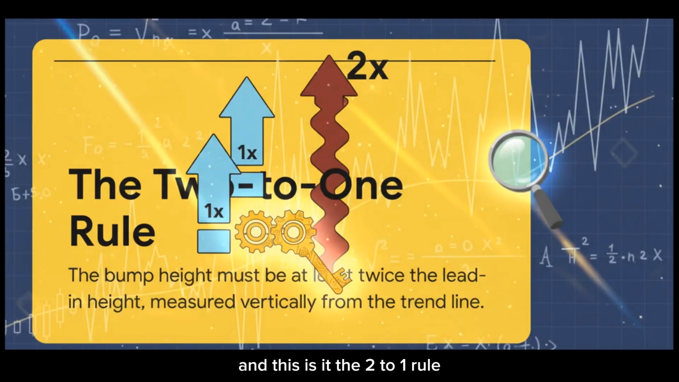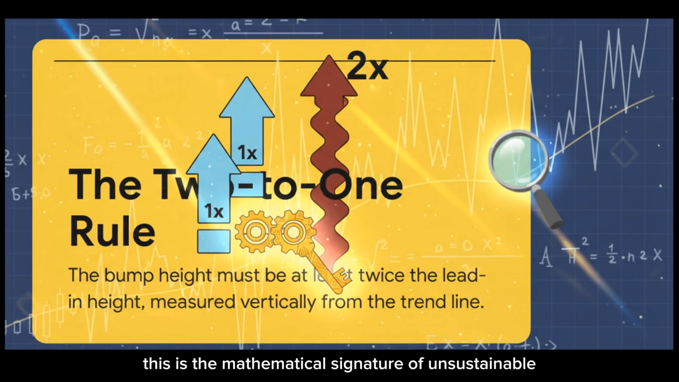And this is it, the 2-to-1 rule. This is everything. This is the mathematical signature of unsustainable hype. It tells you that the price accelerated away from its healthy trend at a rate that just can't last. It's pure FOMO, fear of missing out, kicking in. If you don't have this specific ratio, you don't have a valid BAR pattern. Simple as that. It's the key that unlocks the whole thing.